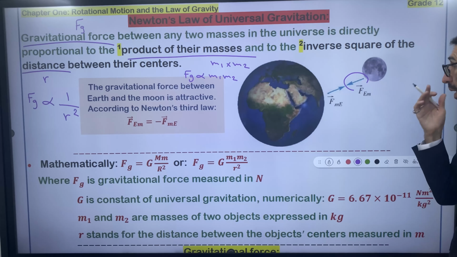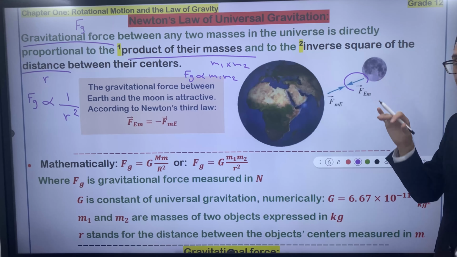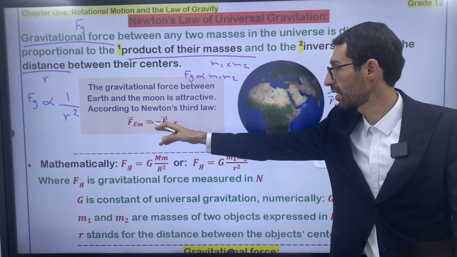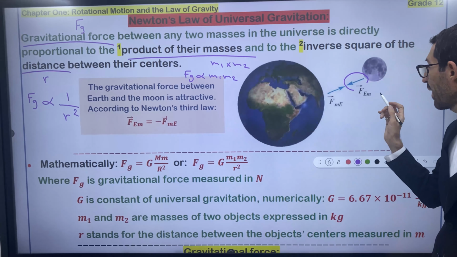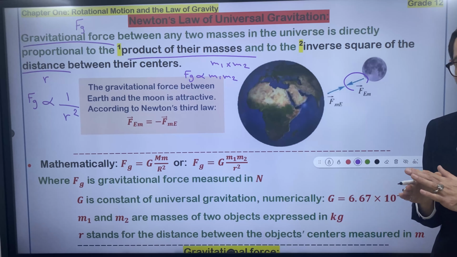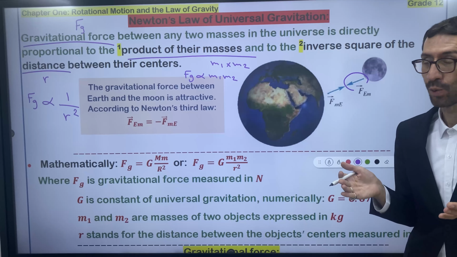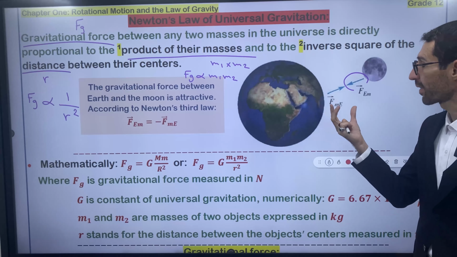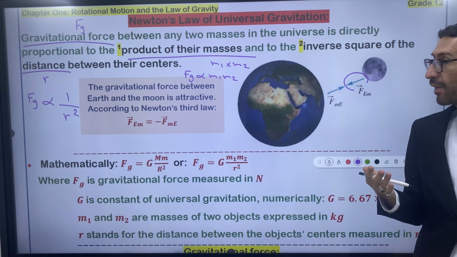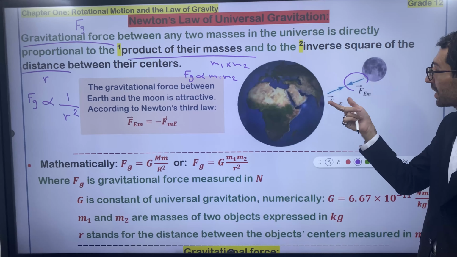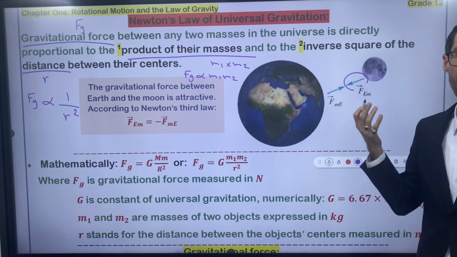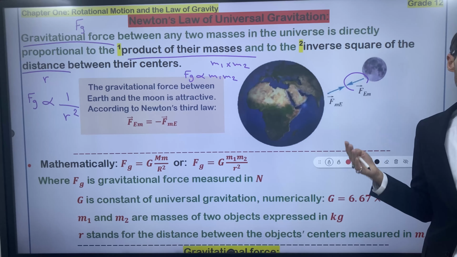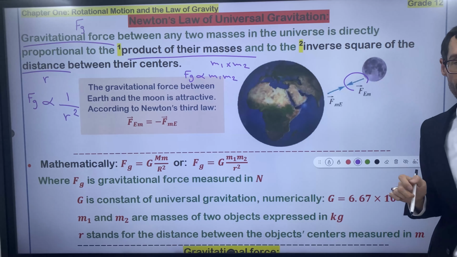Teacher, what? So, what happens in this situation? In this case, I mentioned it here, FEM is equal to FME in magnitude. They are equal in magnitude, opposite in direction. What does it mean, opposite in direction? Because the Earth pulls the moon towards itself, like this, and the moon pulls the Earth toward itself as well, right? So they attract one another. There is a mutual interaction between Earth and moon.